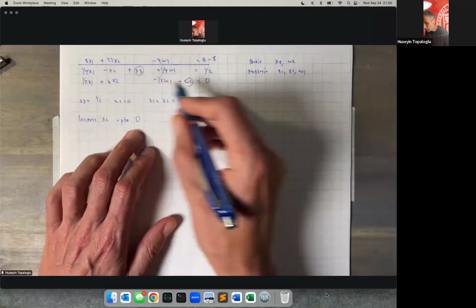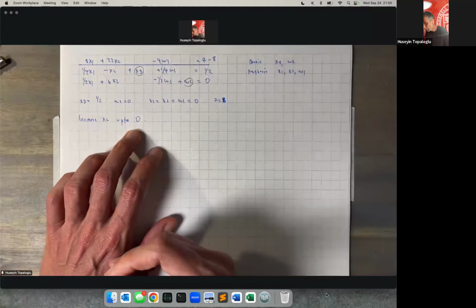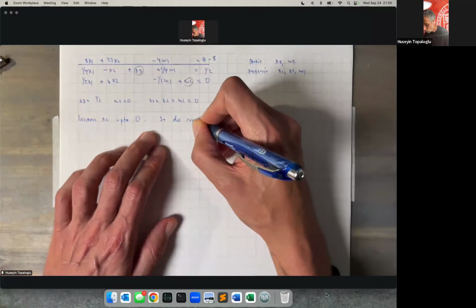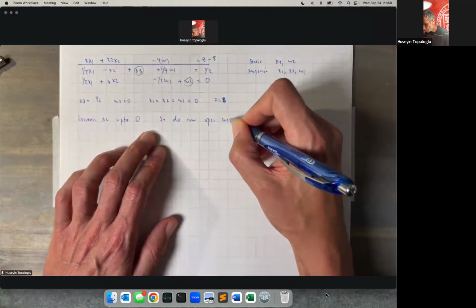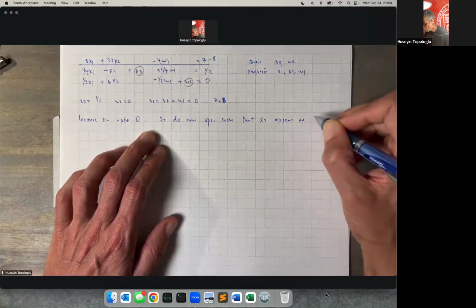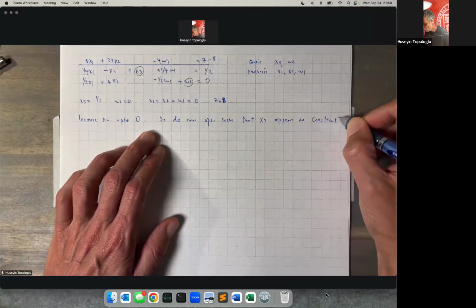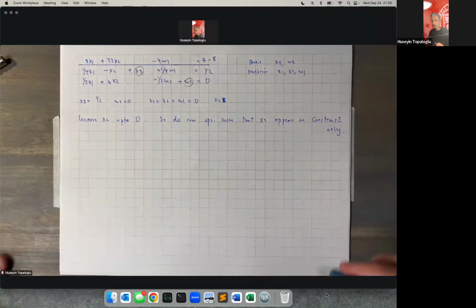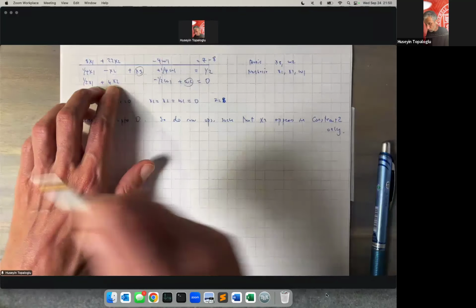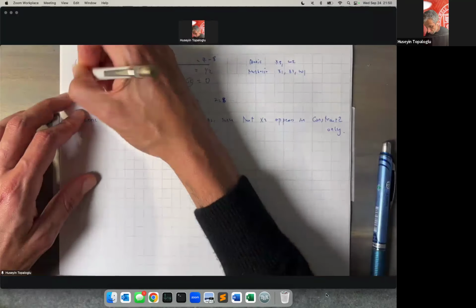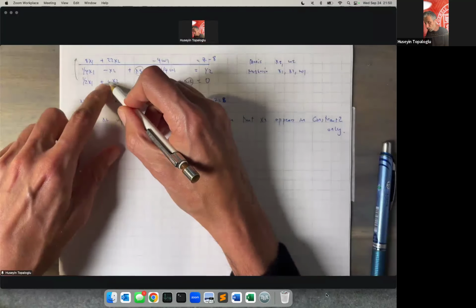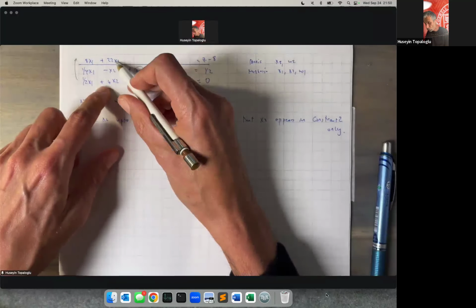In this case, the new value of x2 is going to be determined by the second constraint. So we're going to do row operations such that x2 only appears in the second constraint. So do row operations such that x2 appears in constraint 2 only. Let's do those row operations. I want to make sure that x2 appears only in the second constraint row. In order to make that happen, we're going to take the second constraint row, multiply it by minus 22 over 4, and add it over here.